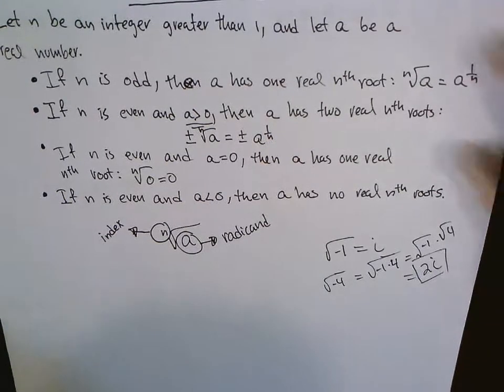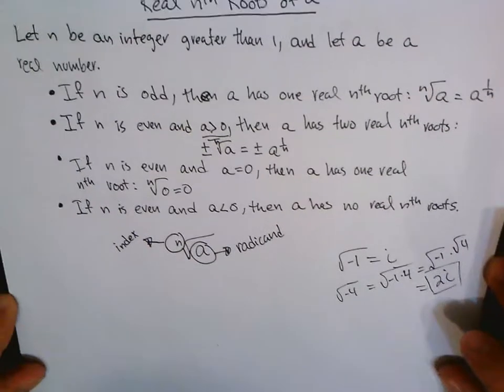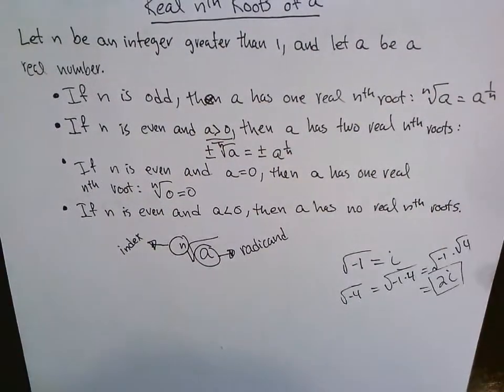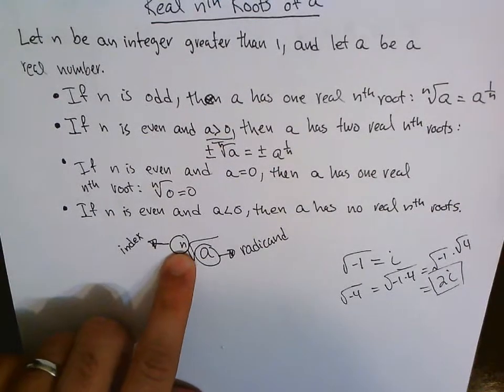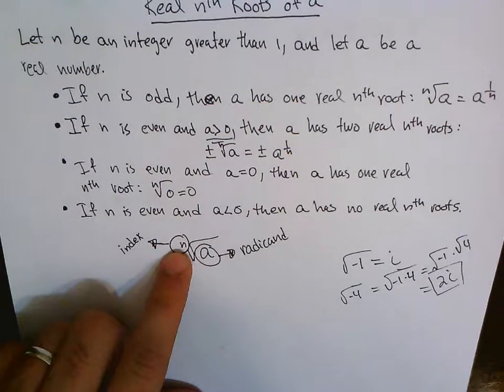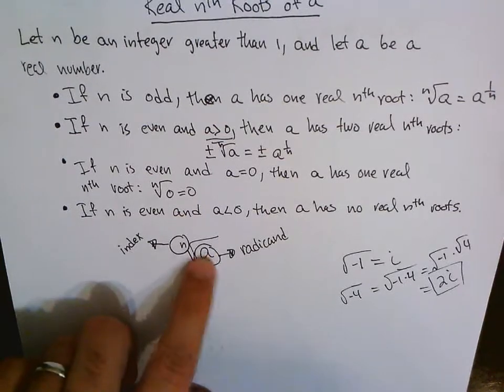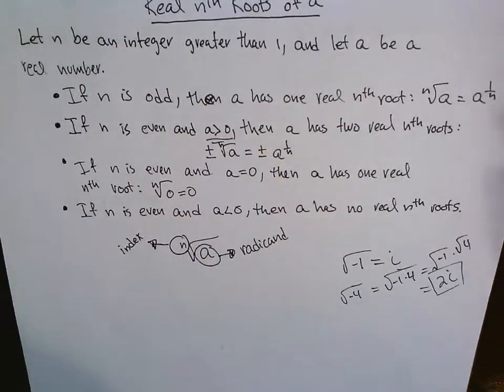Well, with that being said, let's look at three problems. And make sure that you're always referencing back to this list, and that is what I'm going to be doing. Last thing, remember that n is what we call the index. That is the number outside of the square root, and a, the number inside the square root, is called the radicand. So let's look at these three examples.